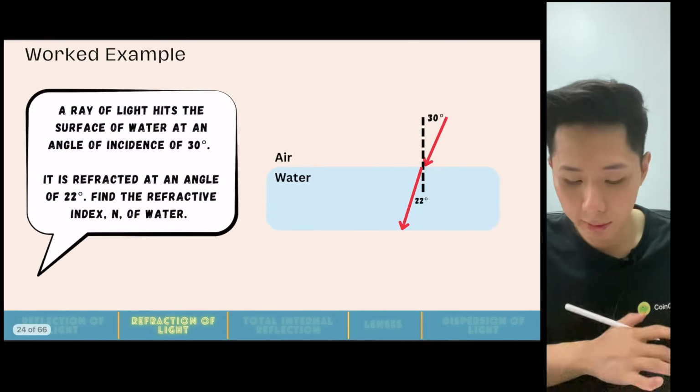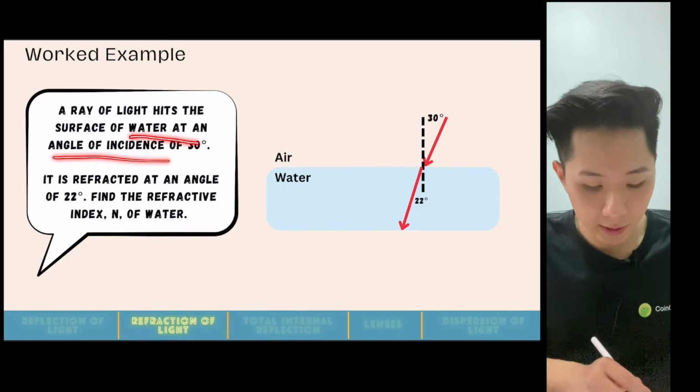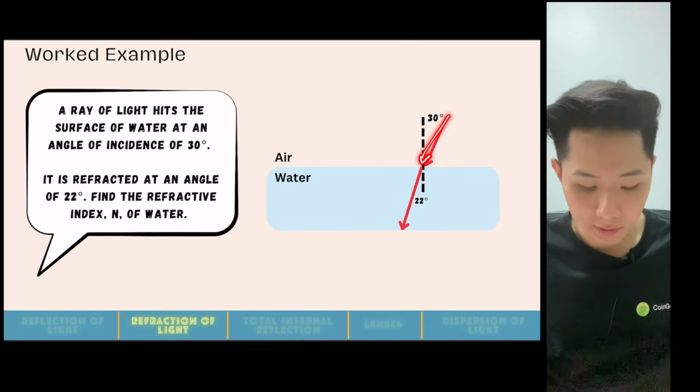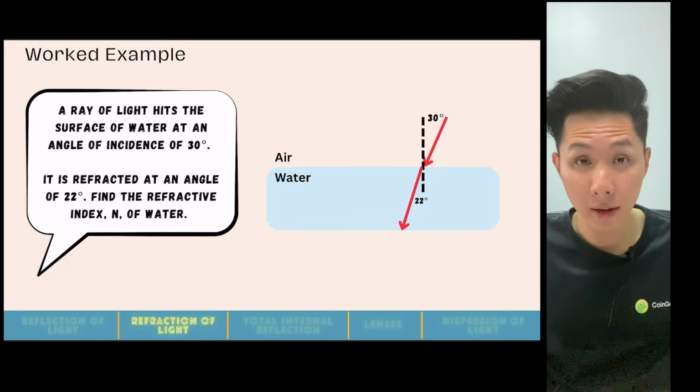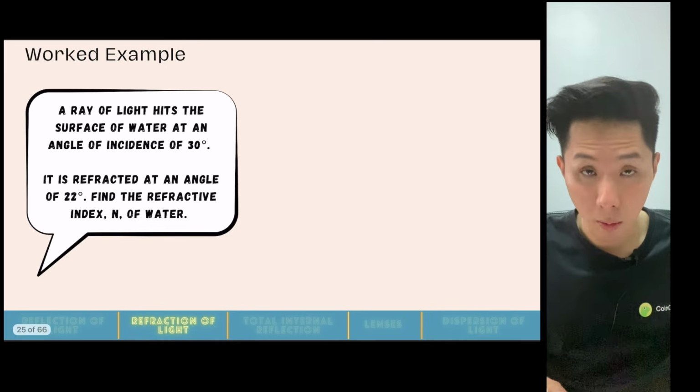So let's look into some examples to learn how to solve this question. Let's say a ray of light hits the surface of water at an angle of incidence of 30. It is refracted at an angle of refraction of 22. Find the refractive index. And that's pretty simple, right? We just use the formula.